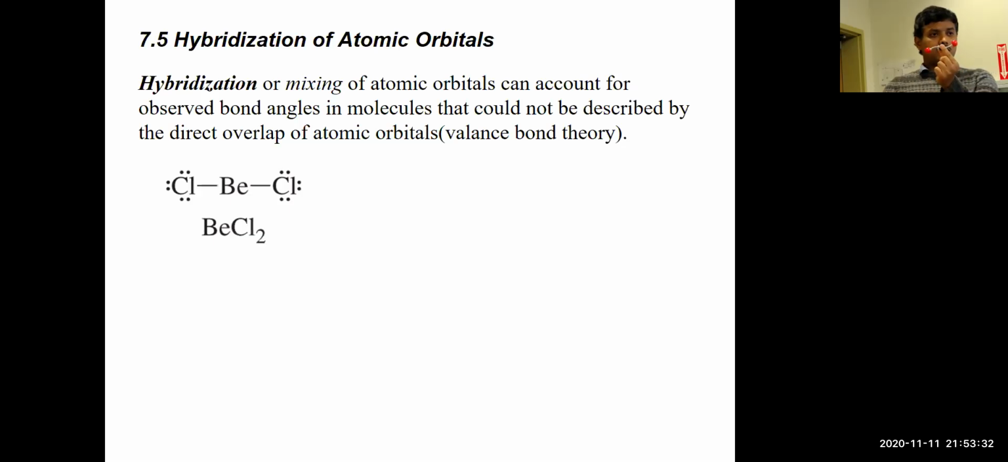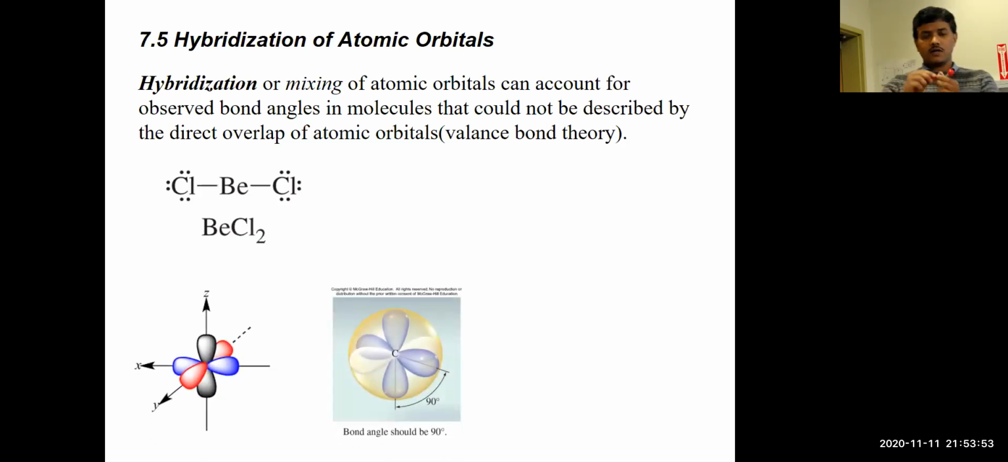Let's say this is beryllium chloride. In this beryllium chloride, it is just electronic configuration, right? It has 2s2, which means, first of all, it is not possible to form bonds. And if it is possible to form bonds, it must be one from s orbital, one from p orbital.